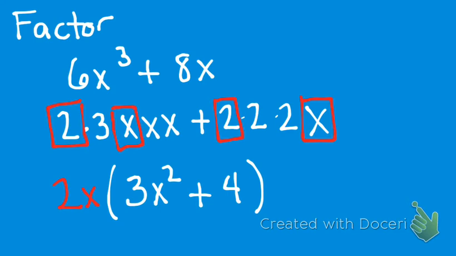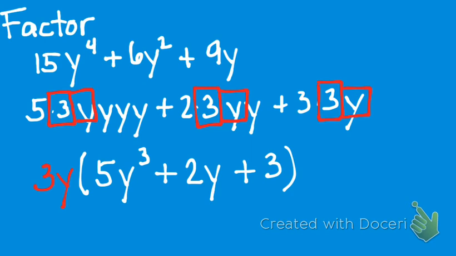To factor 6x to the third plus 8x, my first step will be to break it into prime factors. So I have 2 times 3 times x times x times x plus 2 times 2 times 2 times x. Looking for what both terms have in common, I notice that there's a 2 and also an x, so they will be factored out. In the parentheses, I have what's left, 3x squared plus 4.